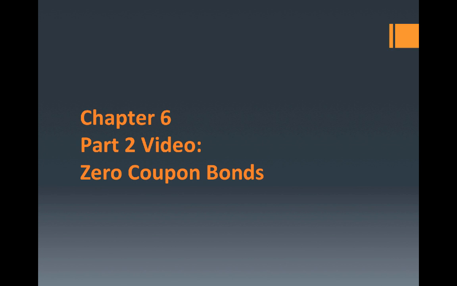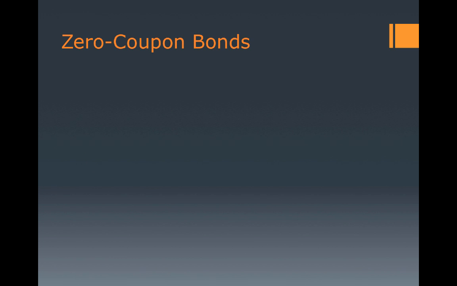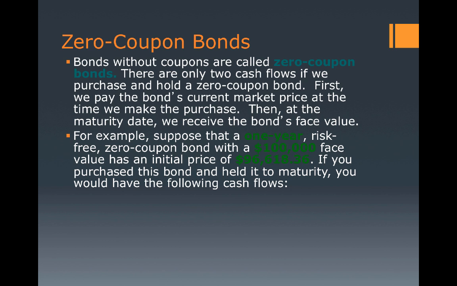for Chapter 6 is on zero coupon bonds. Bonds without coupons are called zero coupon bonds. And there's only two cash flows. And they occur when you purchase the bond and you hold it. So you pay the current market price for the bond at the time of initiation of the bond. And then at maturity, you receive the bond's face value.